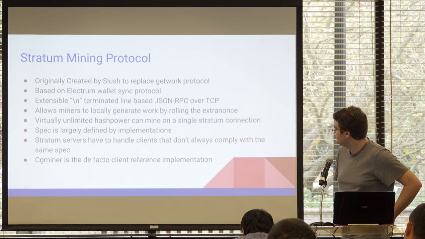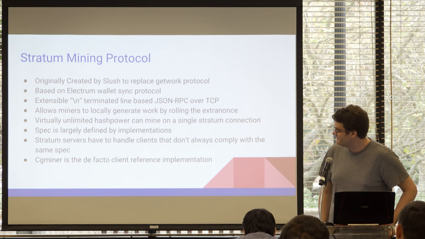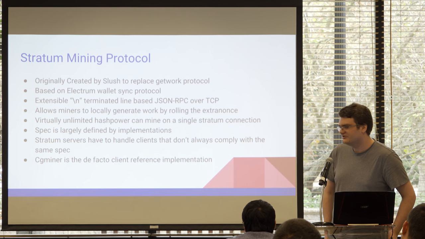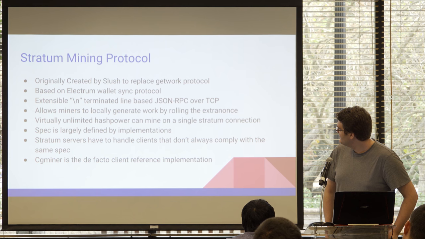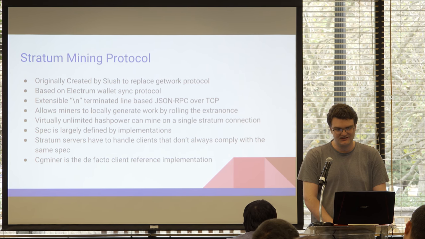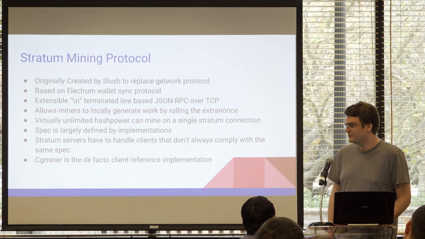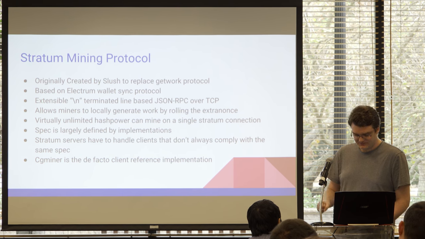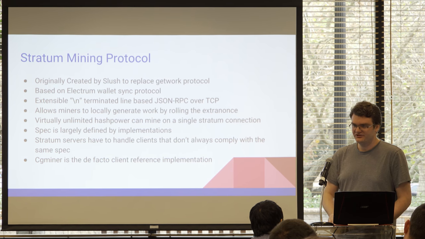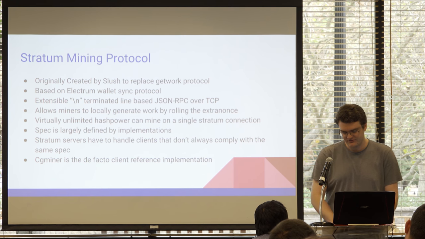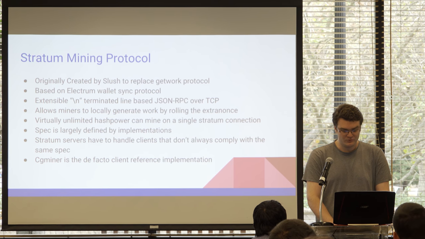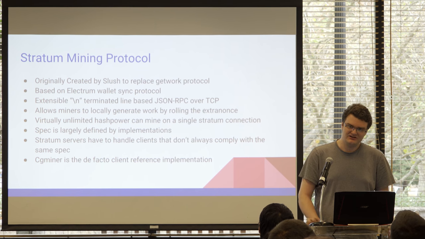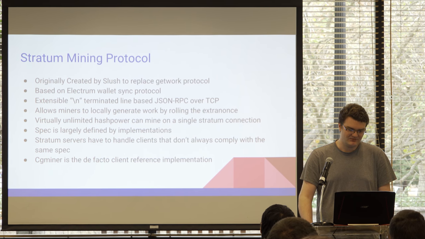So first of all, the Stratum protocol was originally developed by Slush to replace the Getwork protocol, which was previously built into Bitcoin. Bitcoin Core, I don't think it was called Bitcoin Core back then. Getwork had some limitations, the main one being that the more hash power your miner had, the more bandwidth you needed. You'd need to request work more often if you had a much more powerful miner. So by the time ASICs were becoming popular, Getwork was obsolete and pretty much unusable.